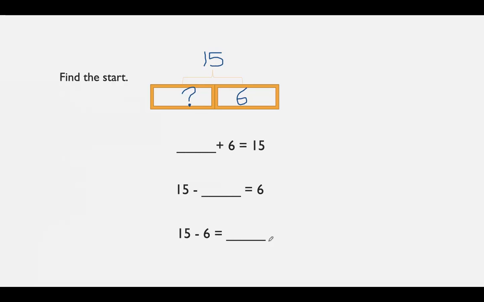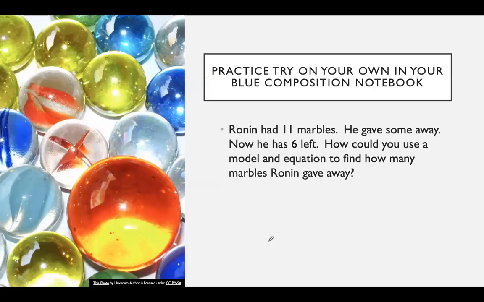And when we're finding the start, we would set up equations such as what you see on the screen here. I hope you're getting the picture. And if you're not, you could come back to the lesson and re-look at this and start seeing the relationship and start seeing how these families are helping each other in the equations. So we're going to practice on our own in your blue composition notebook. And here is the new word problem or the new math story.